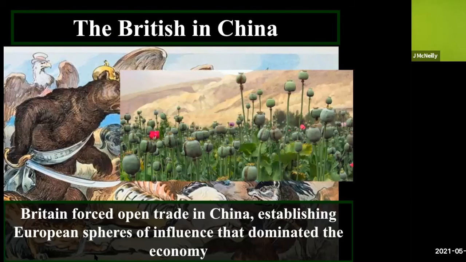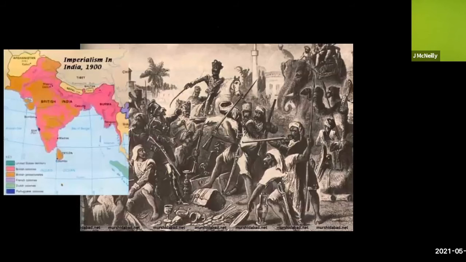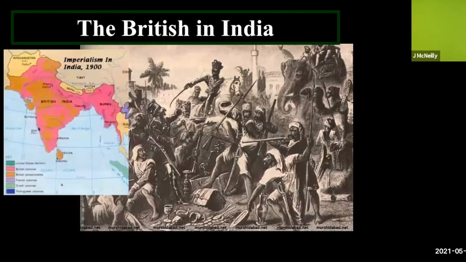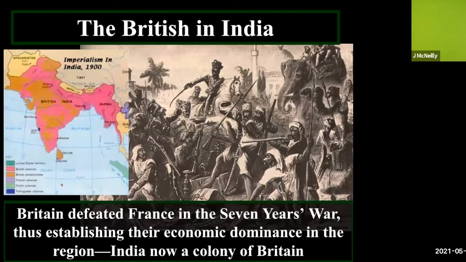Also in Asia, and real quick, there's a picture of opium before it's made into opium. In addition to China being colonized and carved up into spheres of influence, we see that another area in Asia, India, is going to be colonized. Britain had defeated France in the Seven Years' War in 1763. They're going to establish dominance in India as a result, as well as taking territory in Canada.